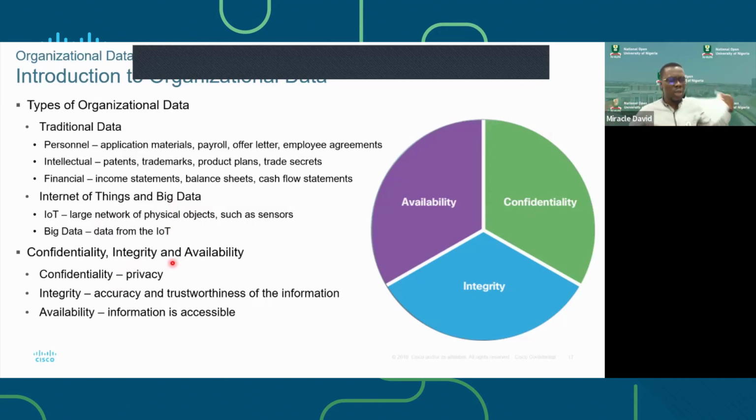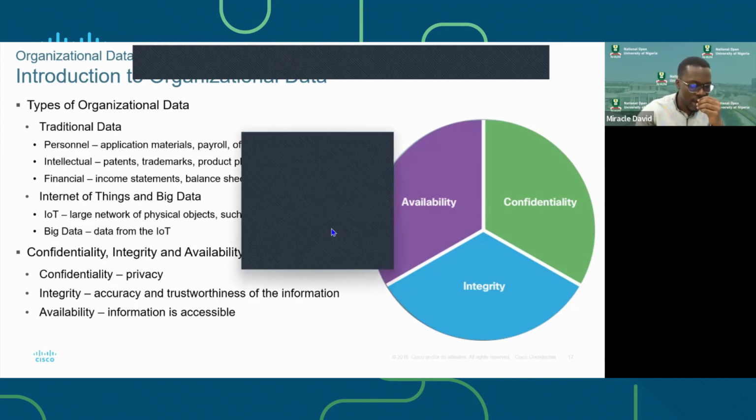So what is the whole idea of confidentiality, integrity? It's like an organizational security framework for organizations. And what does it really mean? Confidentiality, privacy, integrity, and availability. So let me try to give a very quick definition of what it is, just to help you understand what it means.